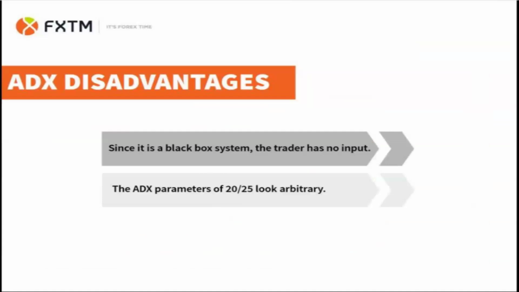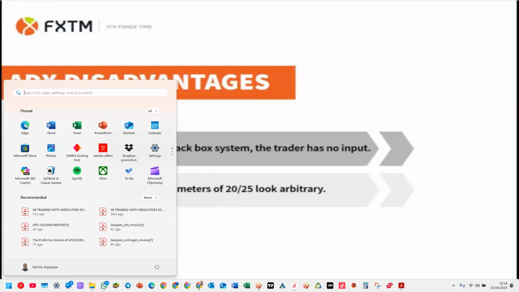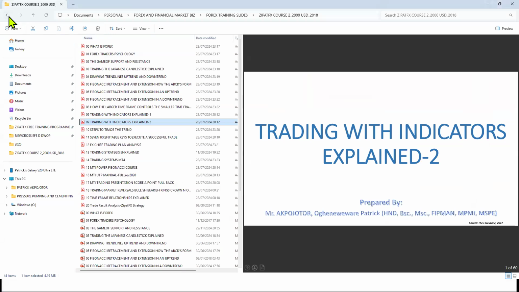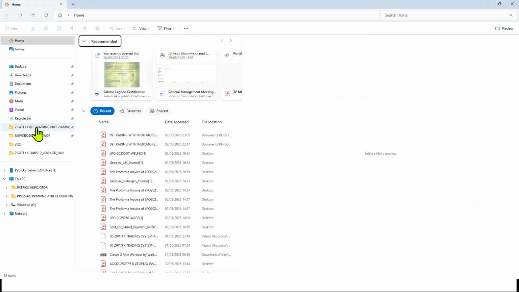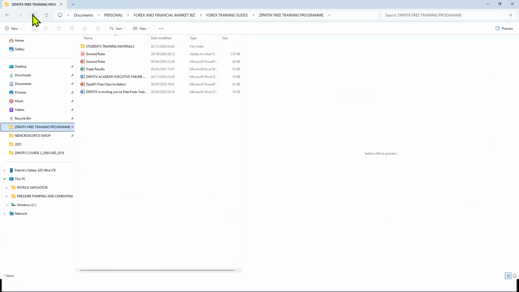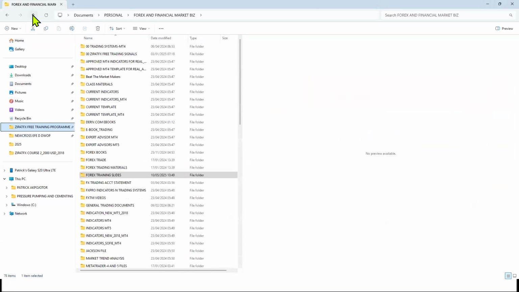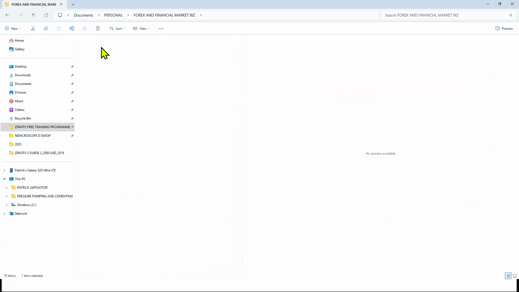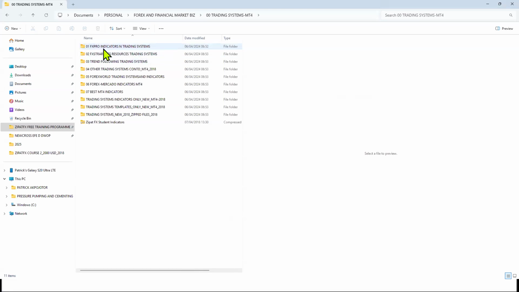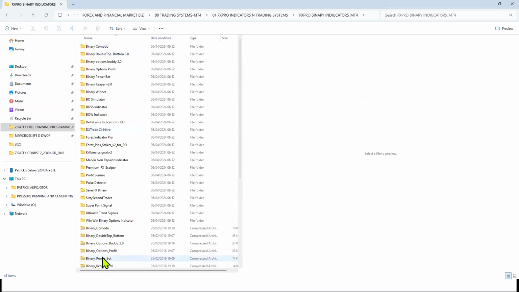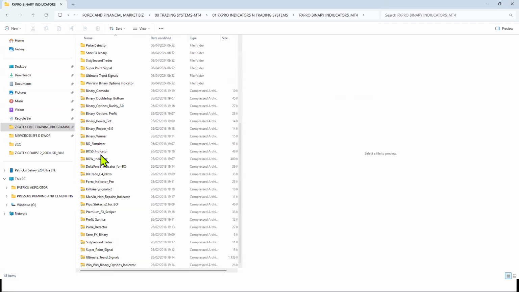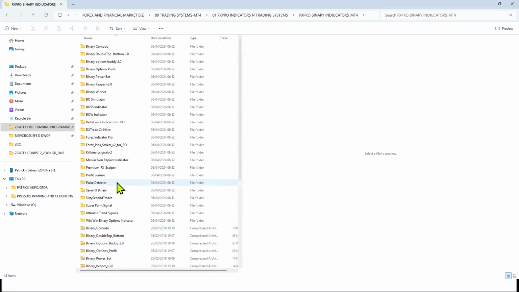For instance, let me see if I can show that quickly. Okay, so for instance, this is trading systems. These are trading systems. So like this is indicators. If you look here, all these things you are seeing, they are all indicators. Everything here, they're indicators. It's a lot.